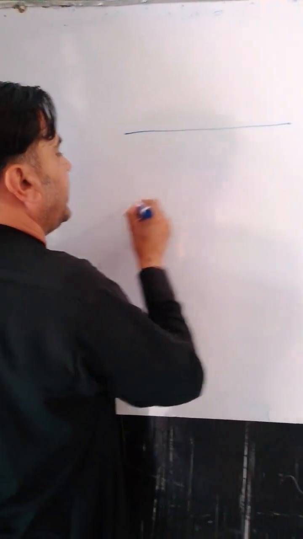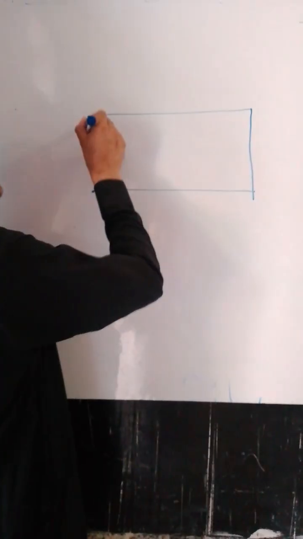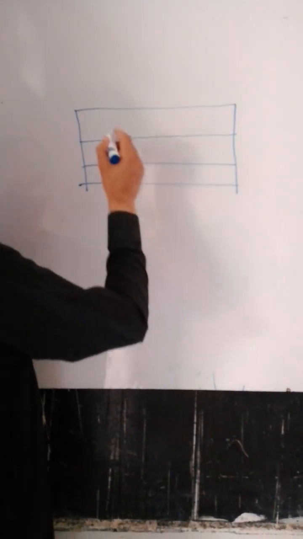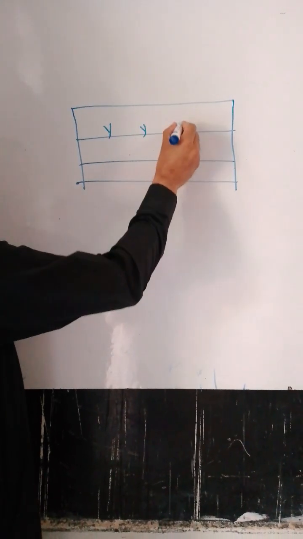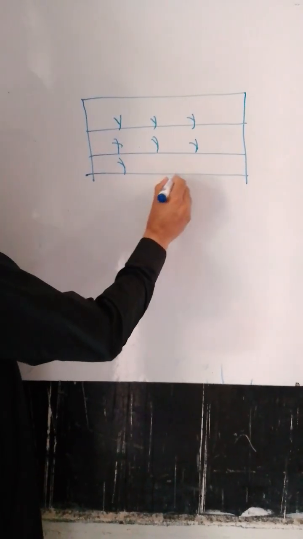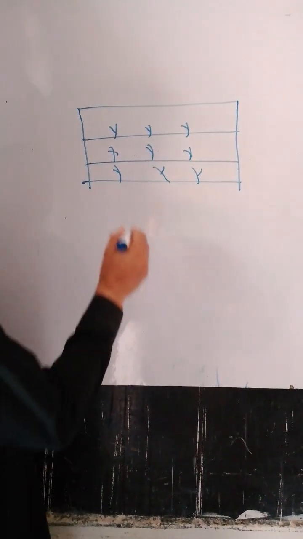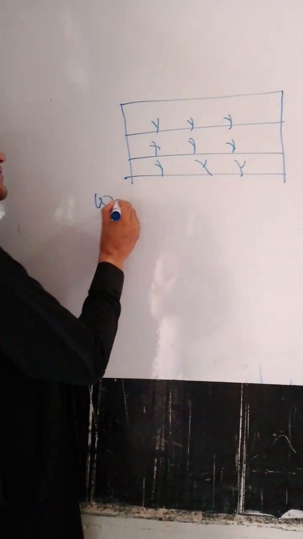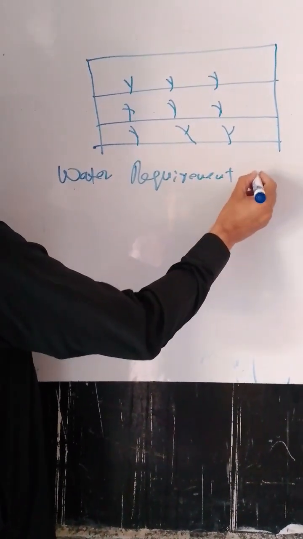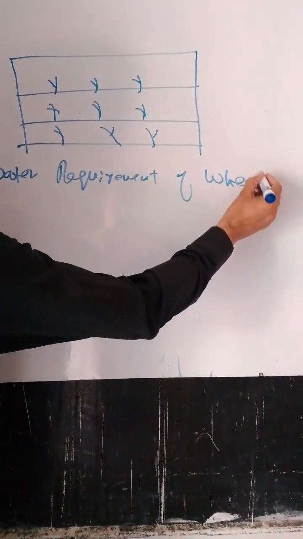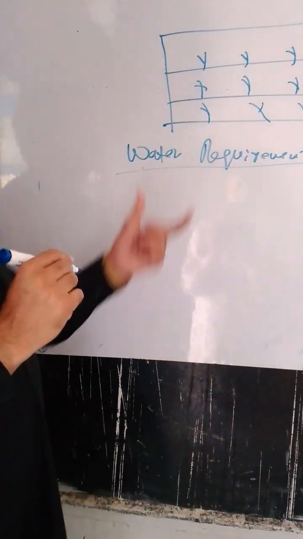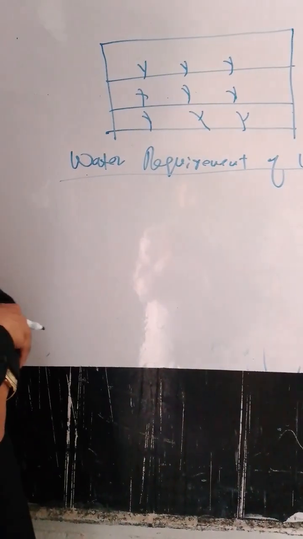So now, how does this model work? Let's suppose this is a field, and we have a wheat crop in this field. To find out the water requirement of the wheat crop, how much water it requires in the growing season, which type of data do we need here?